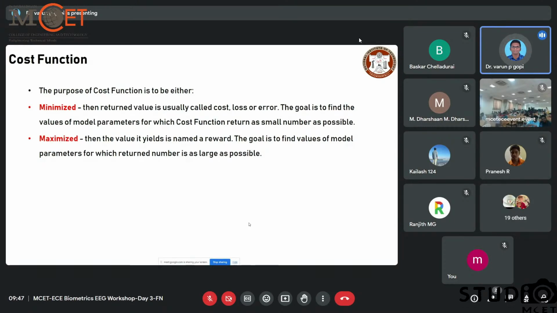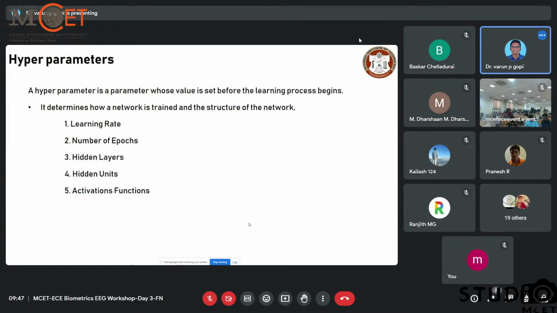In the maximization case, we consider this as a reward. This is the case with reinforcement learning. In reinforcement learning, we consider the outcome as a reward, so at that time we have to maximize the cost function. But in all other supervised or unsupervised cases, we go with minimization of the cost function.